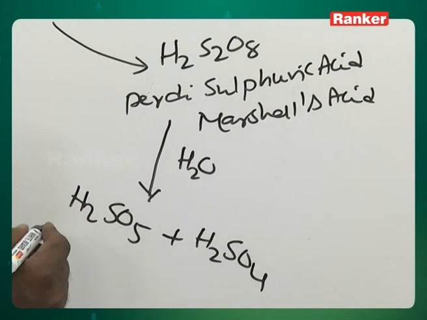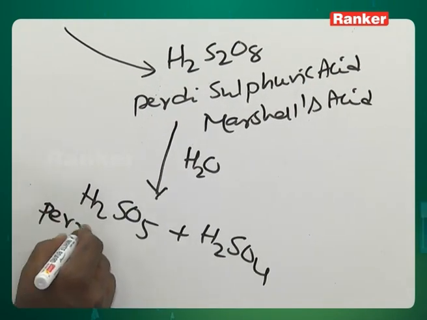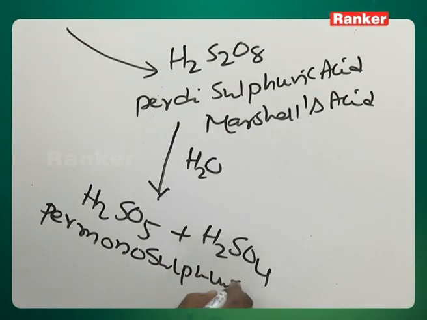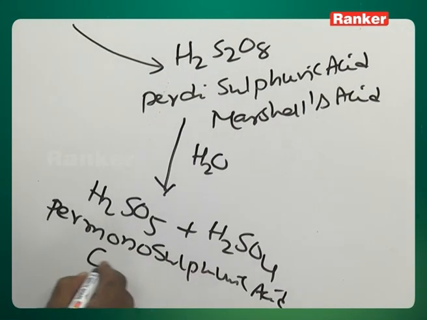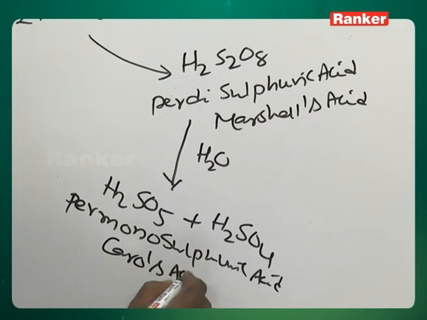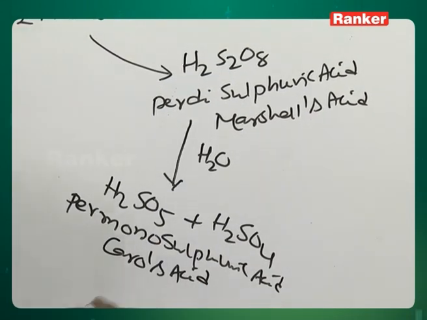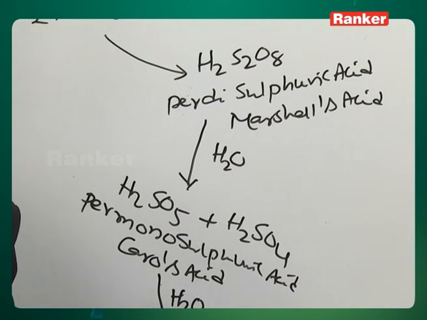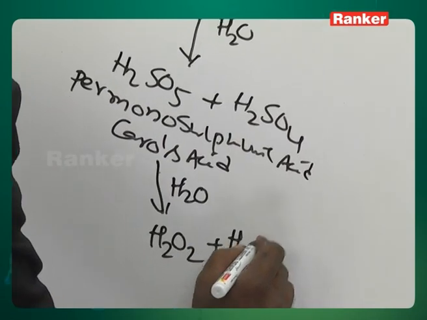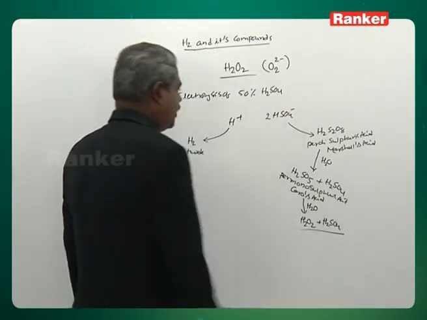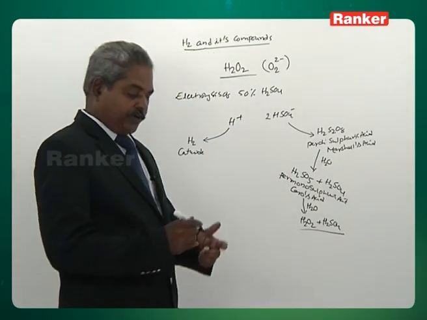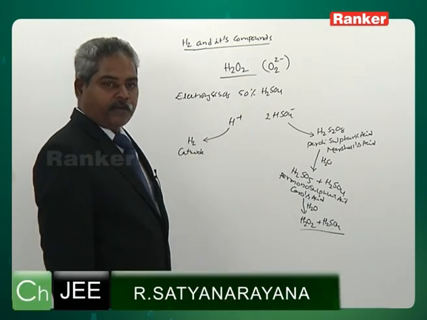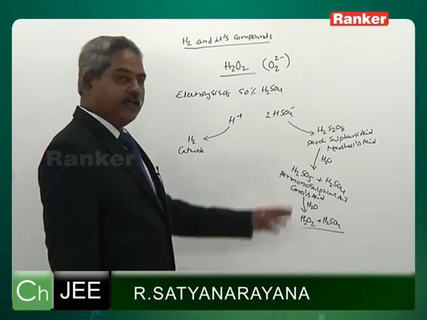This time it is called per-monosulfuric acid. Per-monosulfuric acid, also called Caro's acid. And when you add more water to this H2SO5, you will get H2O2 plus H2SO4 again. Okay. So, electrolysis of 50% H2SO4, H plus and HSO4 minus, will produce H2S2O8 and H2SO5.